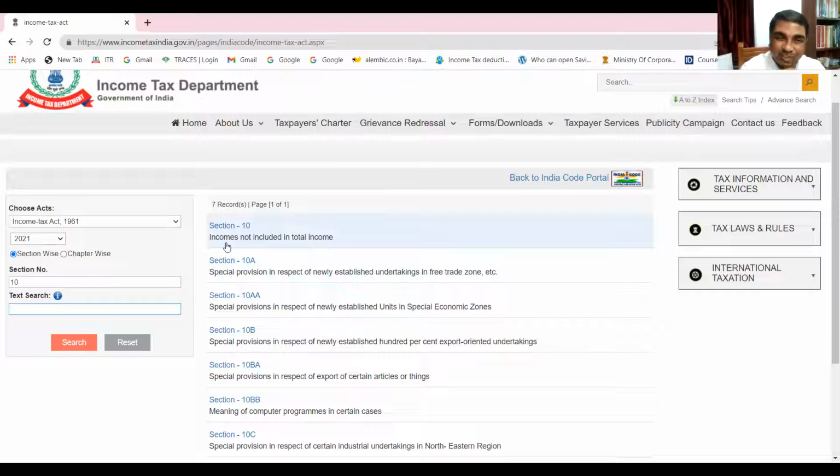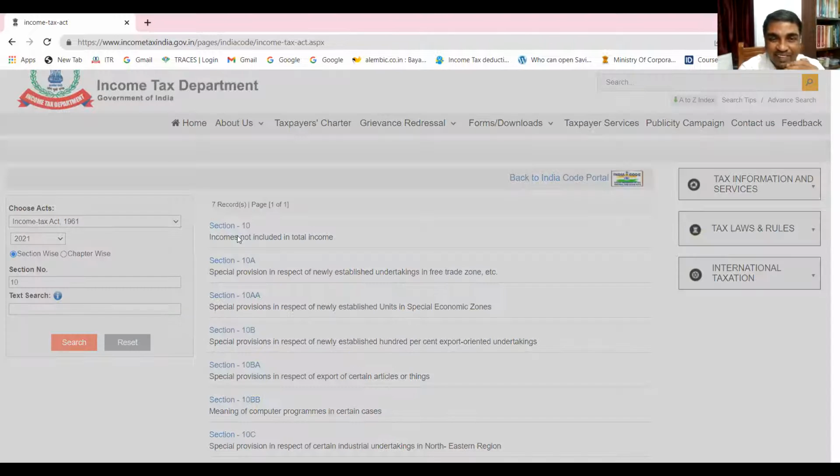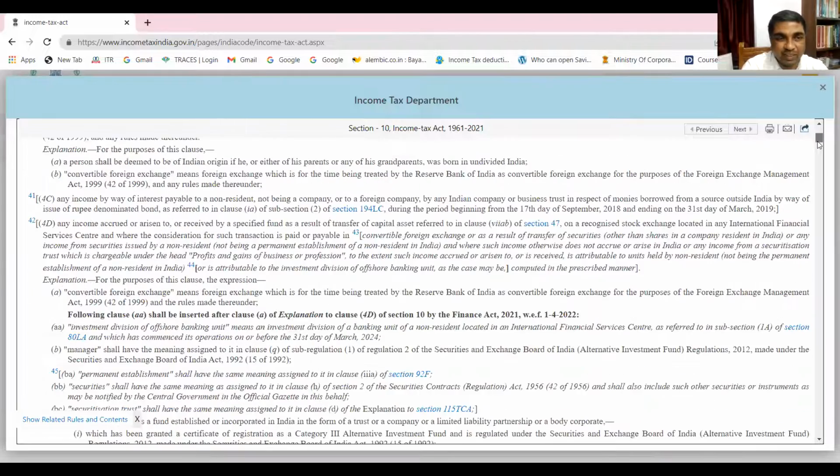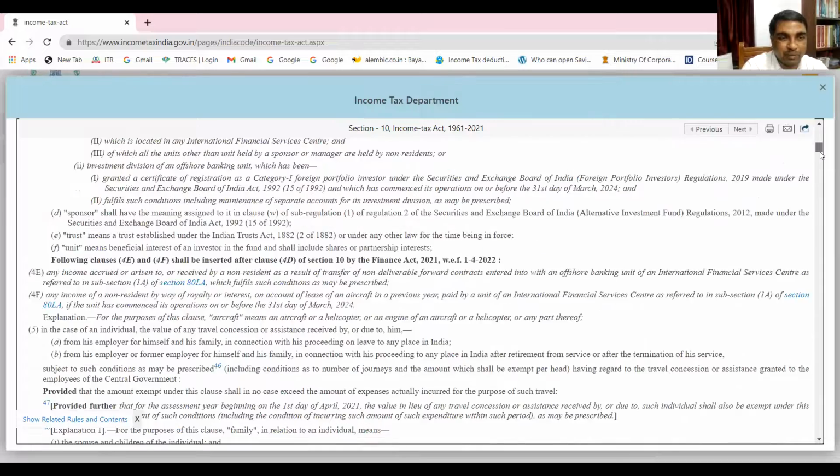Okay, that means these are basically incomes, but they are specifically not included. So if you click here, you can find some incomes which, even if they're income, are not taxable. You can see first point number 1. What is this? Agricultural income. You can understand this thing. Then some HUF related income, some farm related income received by partners, like this. You can see a list of incomes which, even if they're income, are specifically exempt.